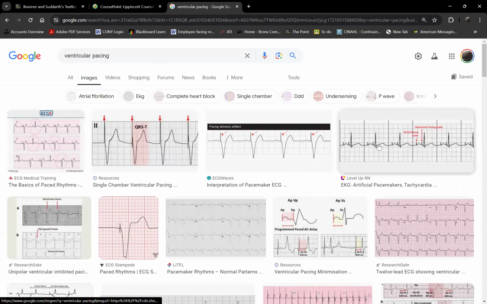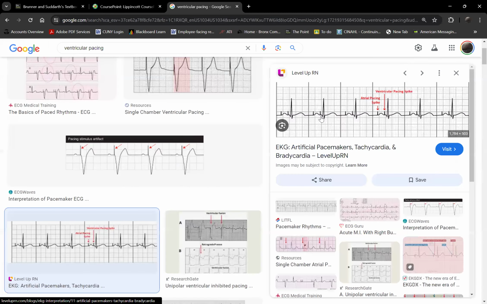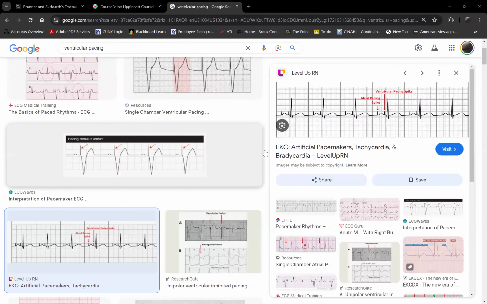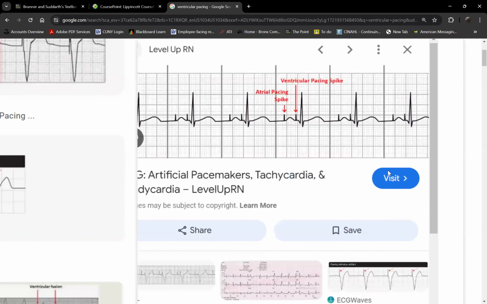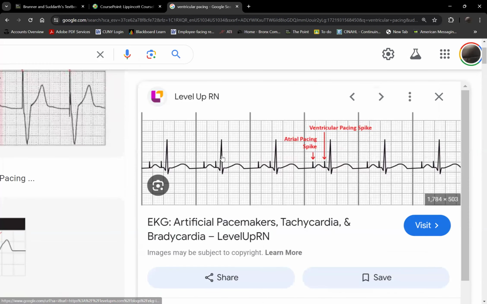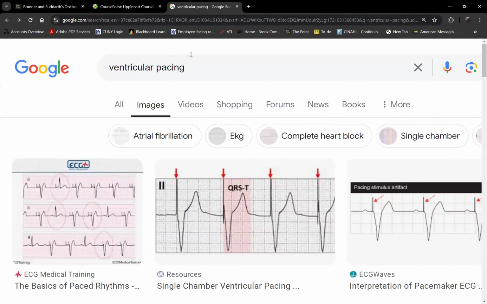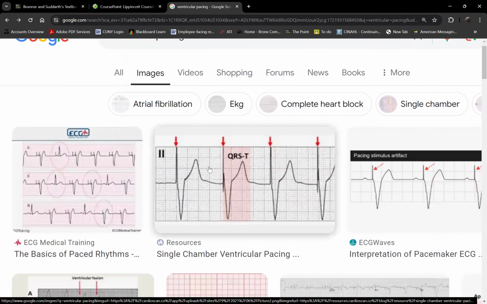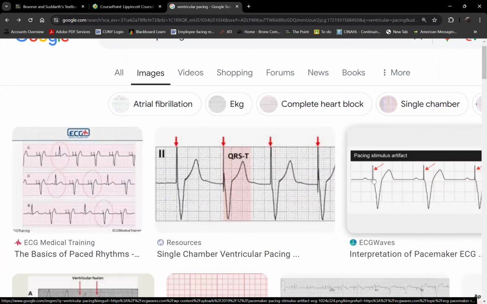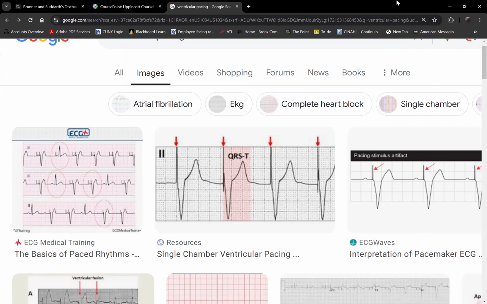So this is a ventricular pace. Either the ventricle or the atria will be paced. You won't see P waves if it's atria, and instead of a QRS, you will see this one, a ventricular pace. Any questions? All right, that's it for pacemakers.